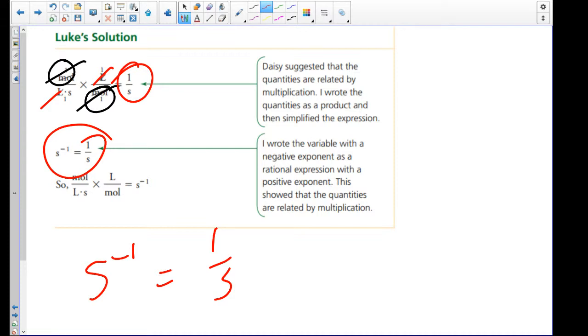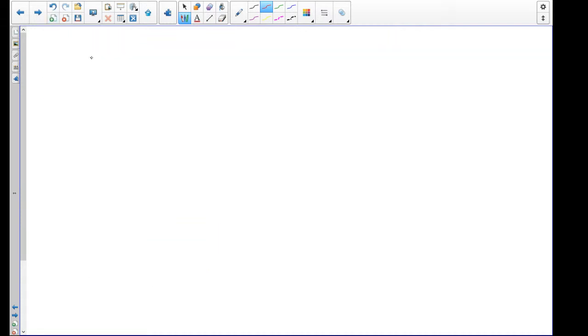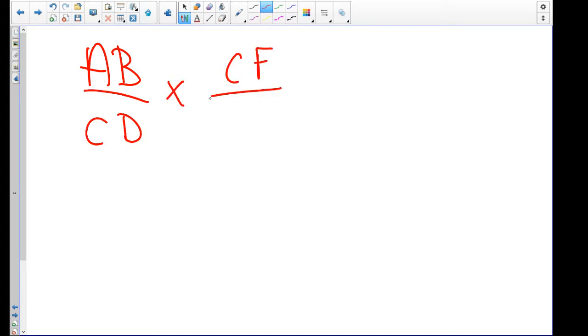If you have two sets of fractions, I don't want to use chalk. So just tell me when you see a fraction.